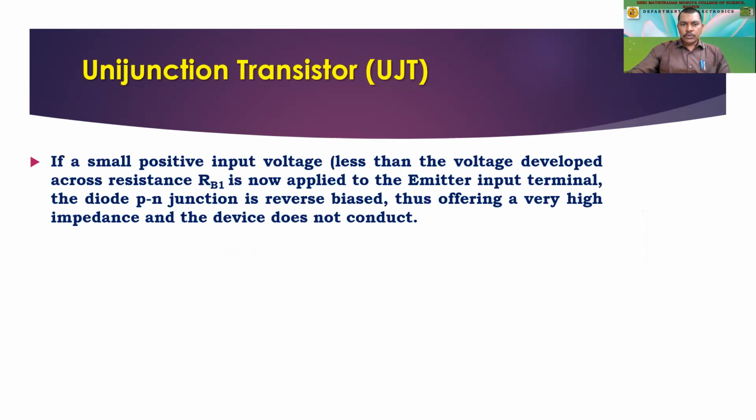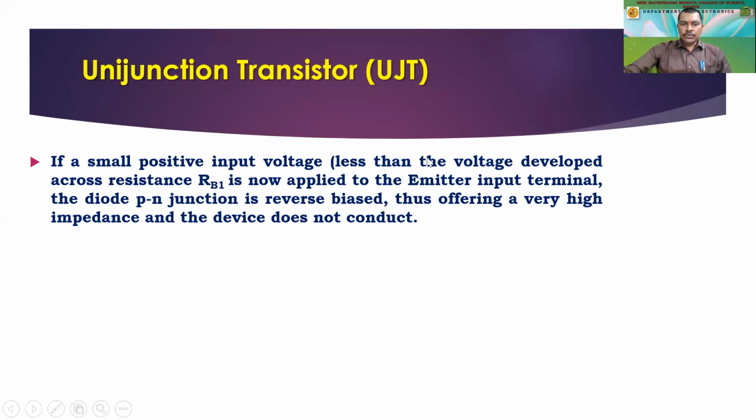Then, if a small positive input voltage that is less than the voltage developed across resistance RB1 is applied to the emitter. Now we have given the source voltage across RB1 and RB2, so RB2 is positive with respect to RB1. Along with that, if you give a small positive input voltage to the emitter, the PN junction diode is reverse biased, thus offering a very high impedance and the device does not conduct.